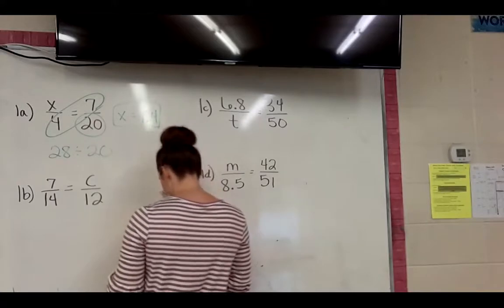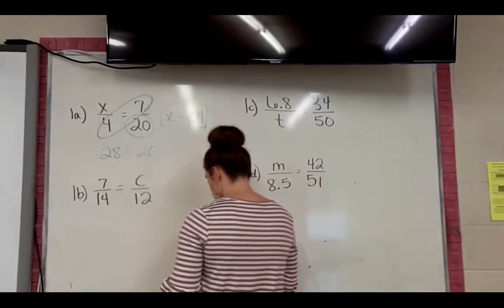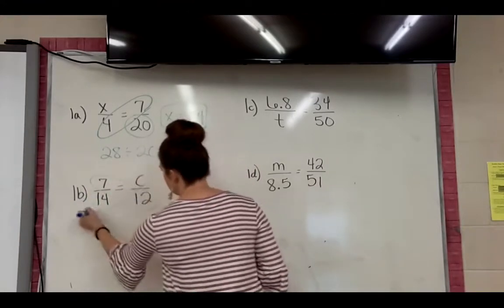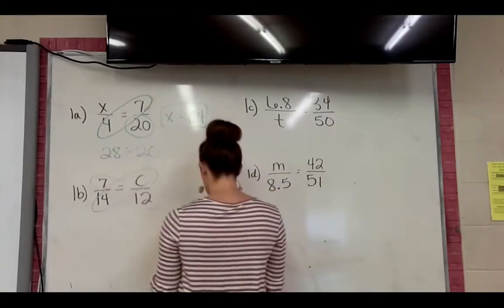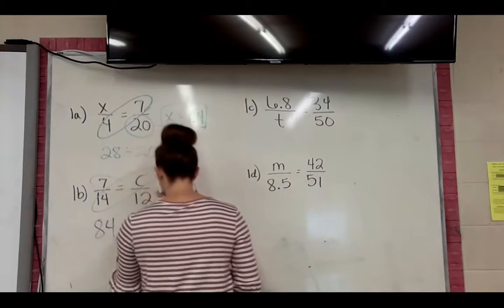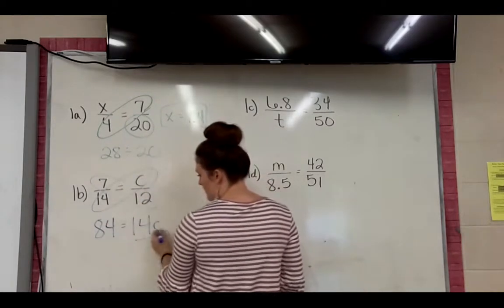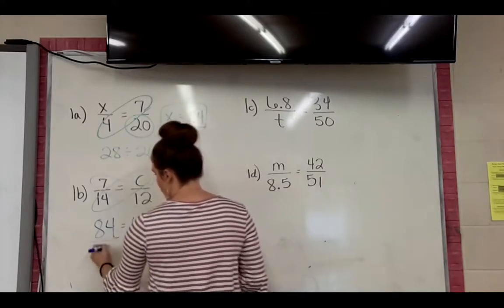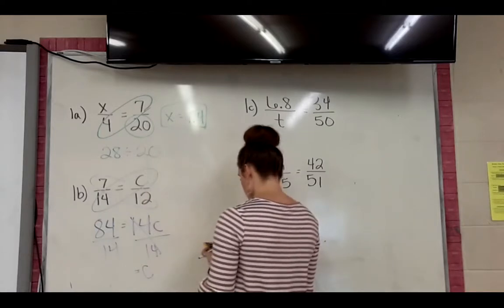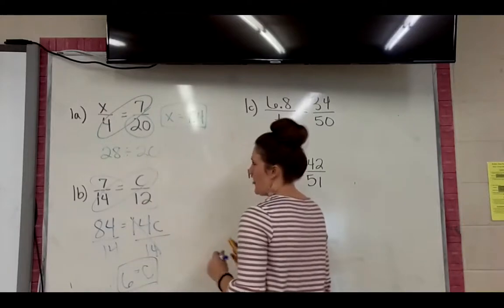On B, I'm going to show cross multiplying. If you do it this way, just keep doing it this way. Where we have 2 bats, you multiply your bats. 7 times 12, we have 84 equals 14c, because 14 times c is just 14c. To solve this equation for c, I would divide both sides by 14. 84 divided by 14 is 6. So c equals 6 on B.